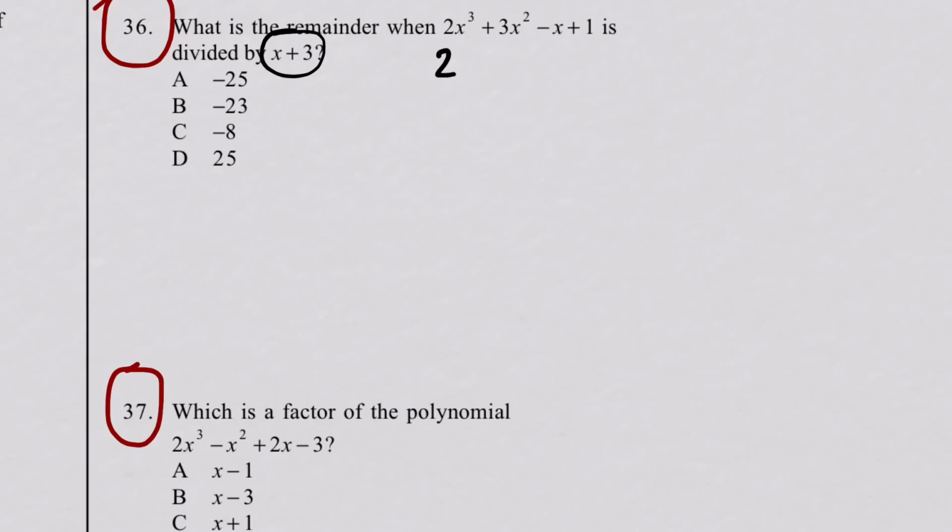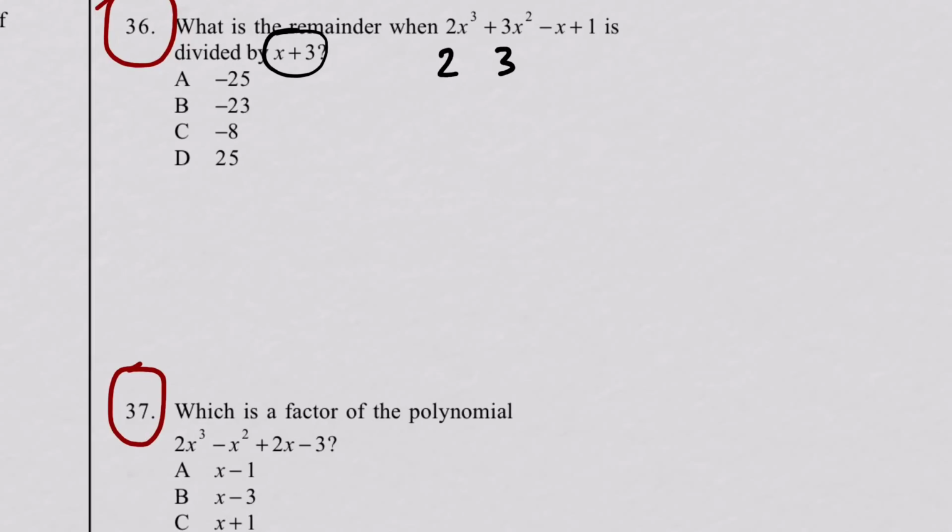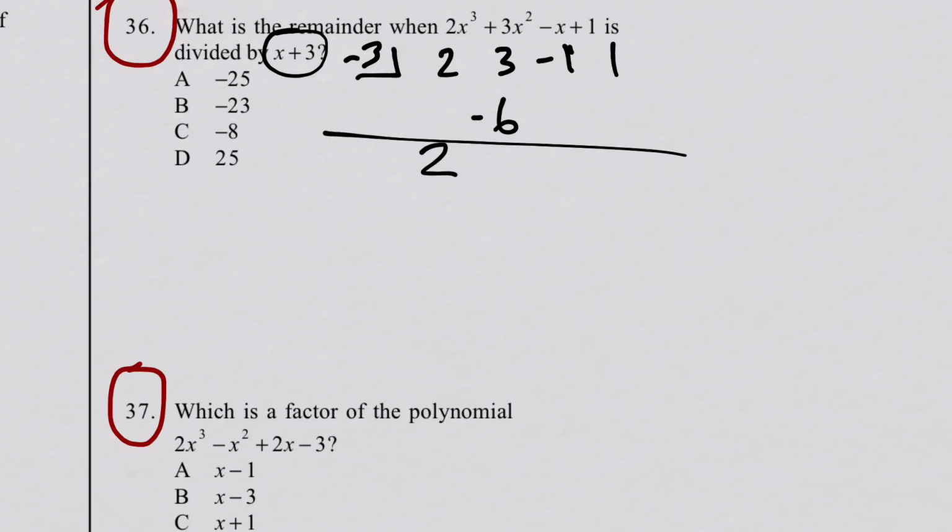Okay, so I'm going to use synthetic division. Your numbers are 2, 3, -1, and +1. And you are dividing by x plus 3, which means that the number here in the corner should be -3. And here we go. Bring down the 2. -3 times 2 is -6. 3 and -6 is -3. -3 times -3 is +9. -1 and 9 is +8.